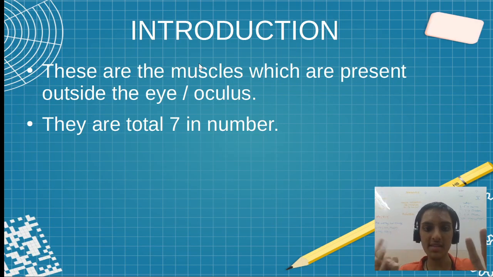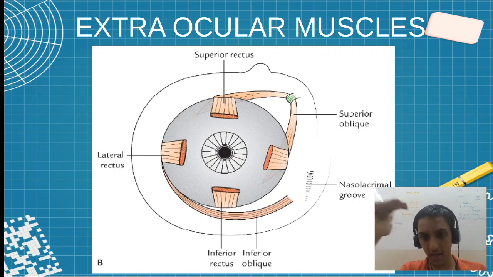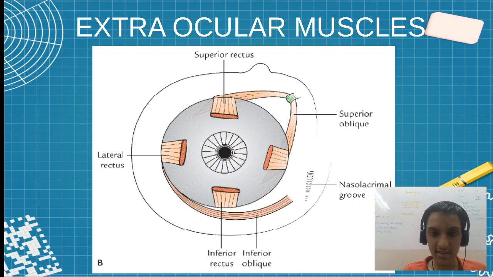So total 7 muscles are there, please remember. This is a diagram to show you all the 7 muscles we can appreciate. We will divide into groups: recti, oblique and LPS is alone. I'll tell you what is LPS in a short while. So, what are the 4 recti? Superior, inferior, lateral, medial. Please remember this is lateral side, medial side, superior and inferior. 2 oblique are there, superior and inferior oblique. And LPS is there, that is called levator palpebrae superioris.